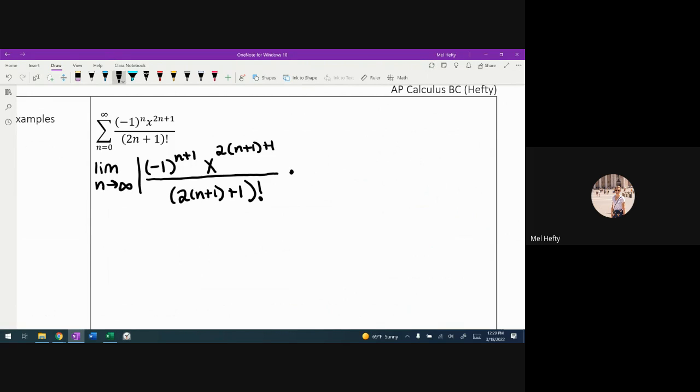All right, what am I multiplying by? Because we're plugging in n plus 1 where the n is. The n's being multiplied by 2, so we have to multiply the 2 by the whole n plus 1.